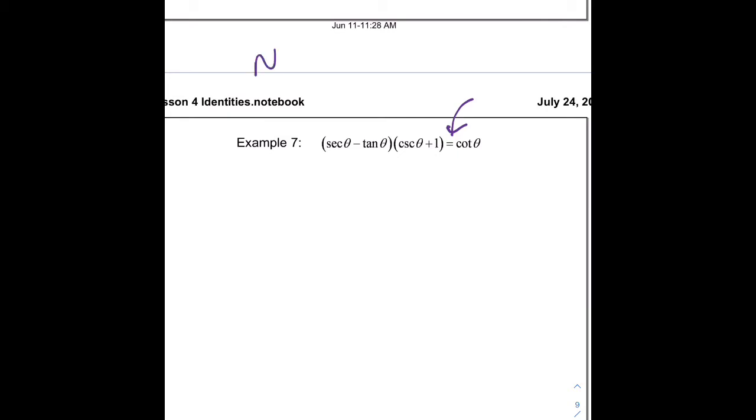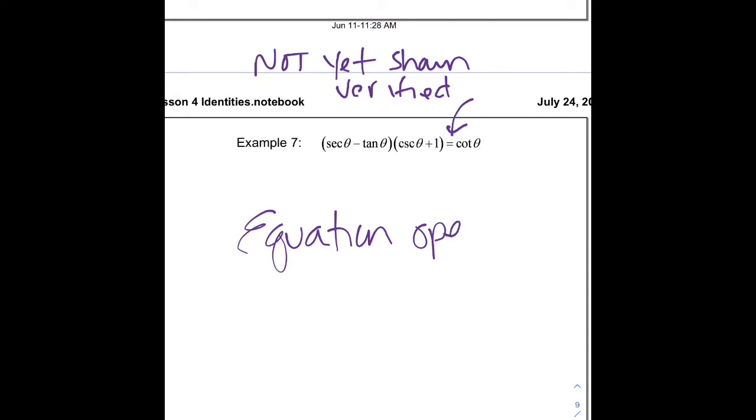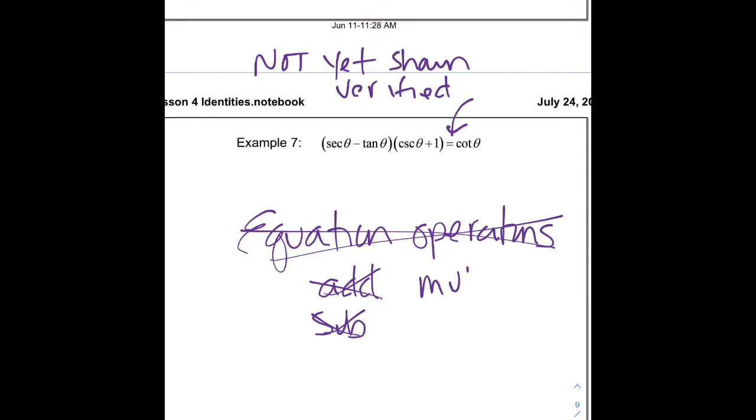You have not yet shown or verified that this is a true statement. So you may not use equation operations. This means you can't add something to both sides. You cannot subtract something from both sides. You cannot multiply. You cannot divide. You cannot square both sides. You cannot manipulate over this equals. Everything you do, you have to manipulate on one side or the other to make them match.